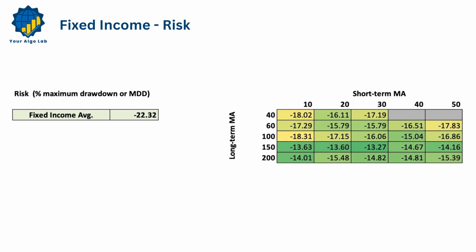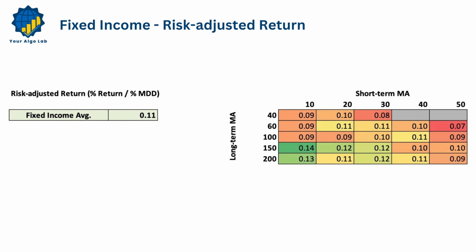In terms of risk, the moving average crossover strategy effectively reduced the maximum drawdown, with all combinations outperforming the benchmark. Looking at risk-adjusted returns, we see that some of the pairs outperformed the buy and hold benchmark. The outperformance appears to be concentrated around the 10, 150 and 10, 200 moving average combinations.